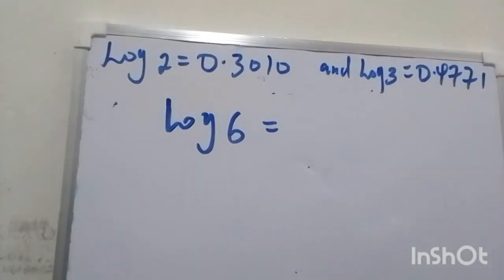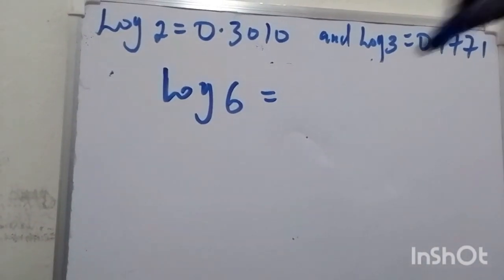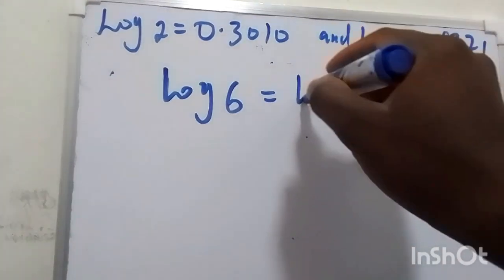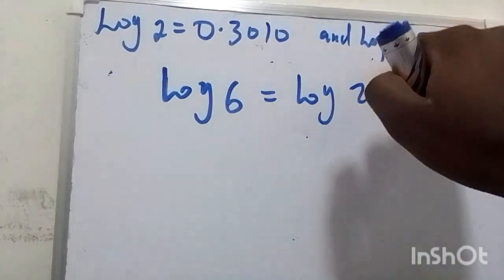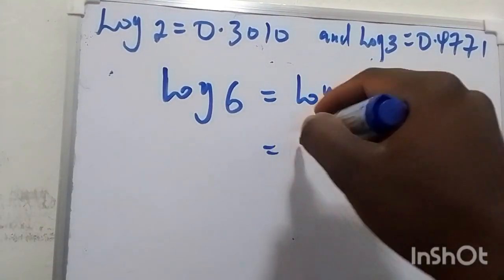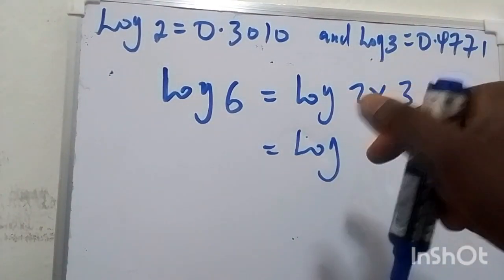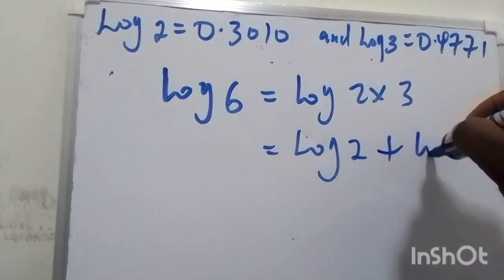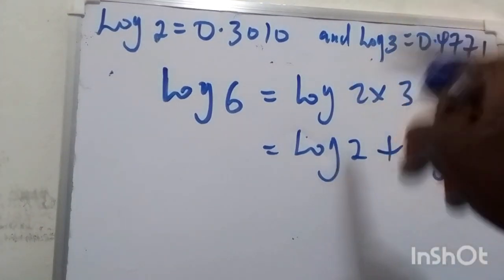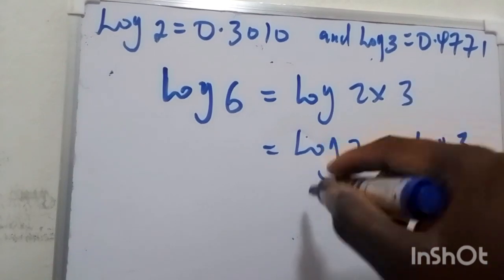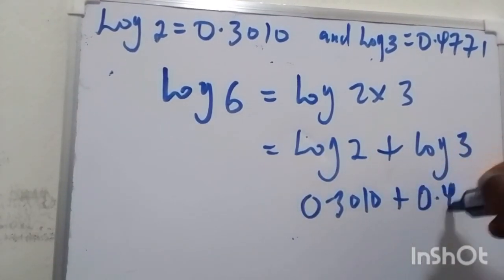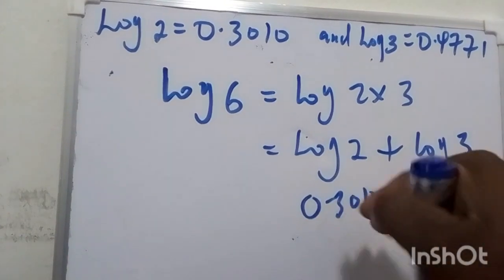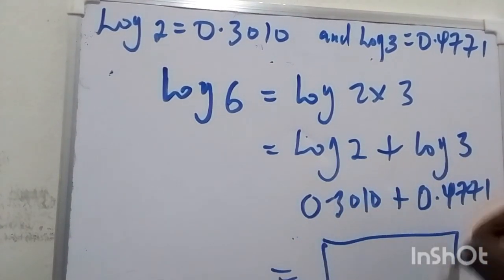And what about log 6? Easy, right? That is log of 2 multiply 3. Of course, we have log 2 here and we have the 3, which is quite easy for us. So we apply the rules, log 2 plus log 3. Make sure you always apply the rule. Log 2, 0.3010 plus log 3, 0.4771. Add it together and write your answer in the comment section.